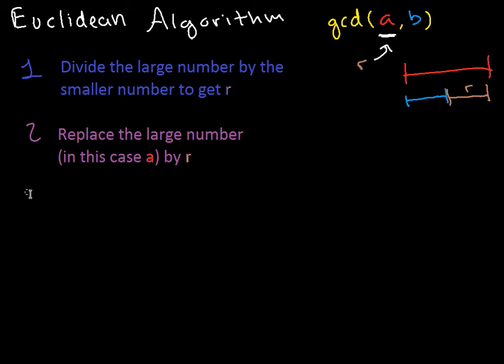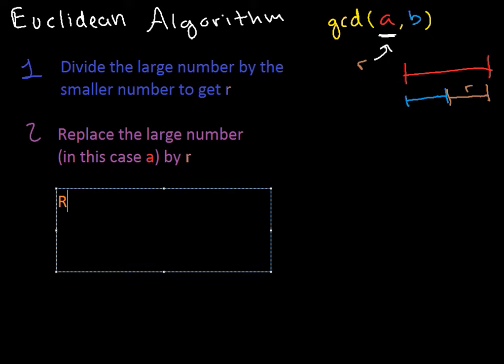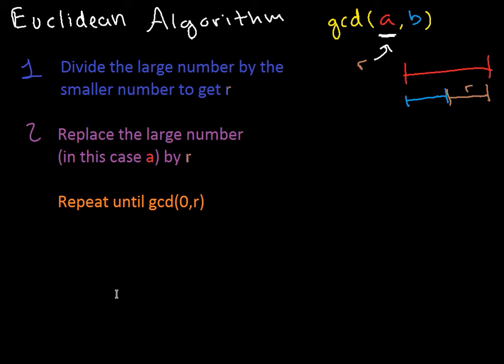Repeat until the greatest common denominator between, okay, what it will come down to is 0 and some remainder, R. So once your R is matched up with a 0, then you're done. And your answer, we'll get to that. So we'll put a 3 here.